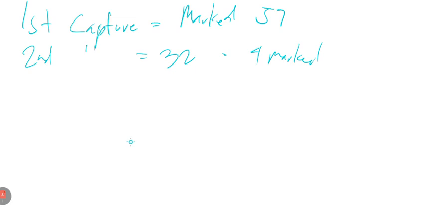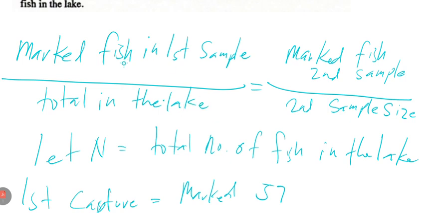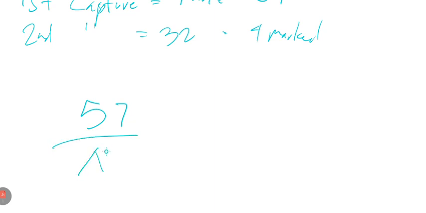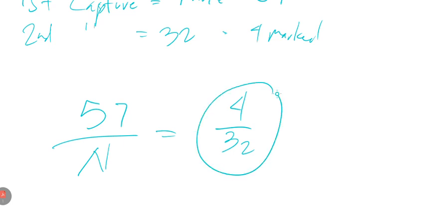So let's write out the proportion. Try to remember the equation that we have: marked fish in the first sample, and in the second one, marked fish in the second sample. So to write out the equation, that's going to have 57 out of n, equal to 4 out of 32. But 4 out of 32 can be simplified into 1 out of 8.